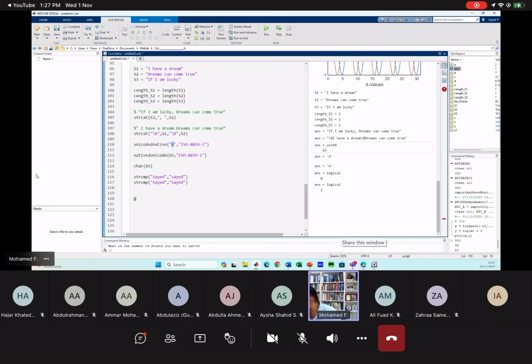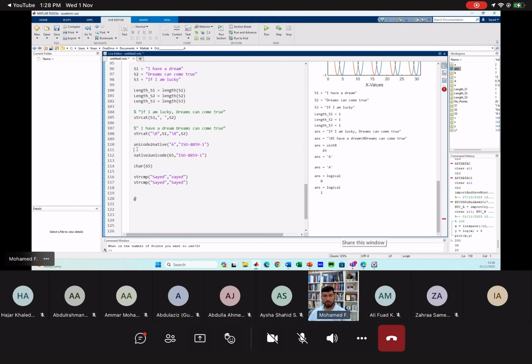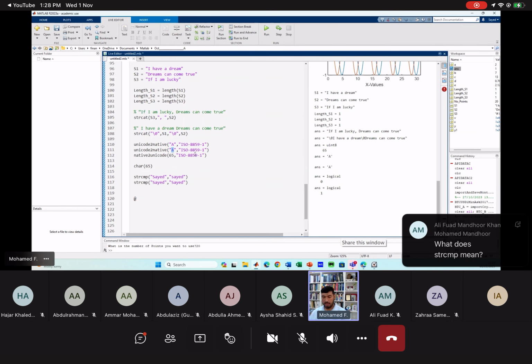The first one, you can see that Sayyid here is not identical to that Sayyid because this is a capital letter and this is a small letter. And we know that Octave is case sensitive. Capital A is not equal to the small a. Now, let's do that as an example. A.